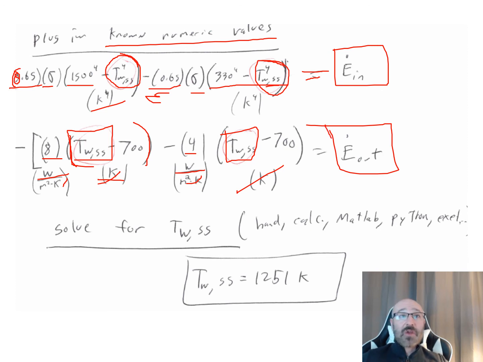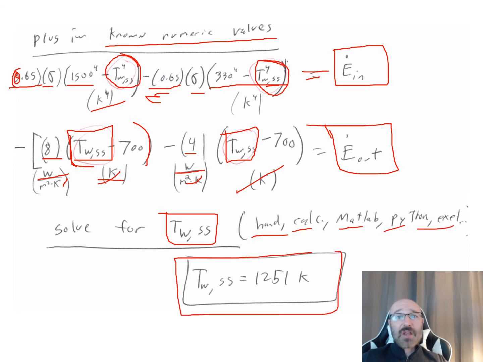Now our only unknown within this relationship is T sub W,SS, the temperature of our wafer at steady state, which is exactly what we're looking to solve for. You could do this by hand. It's simple enough. You can put it into a calculator, MATLAB, Python, Excel, whatever your choice is. We do that and end up with a steady state temperature of our wafer of 1,251 Kelvin. That was part B that they asked us to solve for.